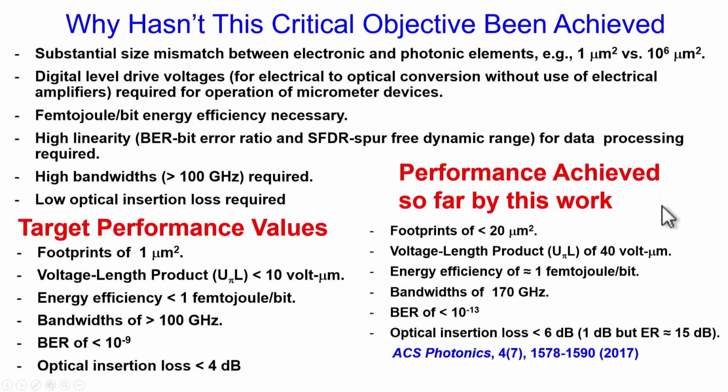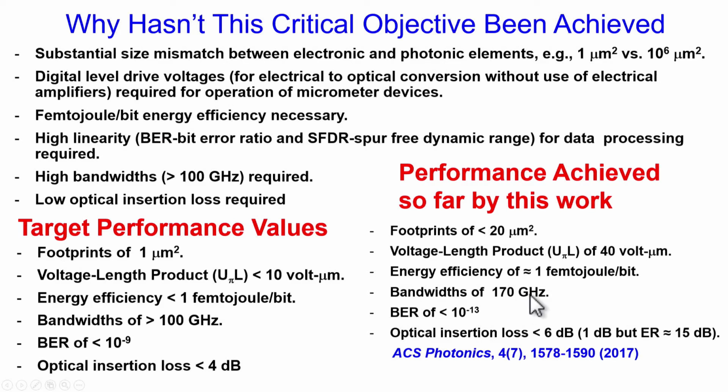Well, what have we achieved thus far? For this, I based this on a recent article published in ACS Photonics that's cited here. Footprints of less than 20 micrometers squared have been realized. Voltage-length products in published work are at 40 volt microns, although recently, and this is some of the work the students will be talking about, even lower values have been achieved. Energy efficiency is typically around the femtojoule per bit, even though there are publications of somewhat lower values.